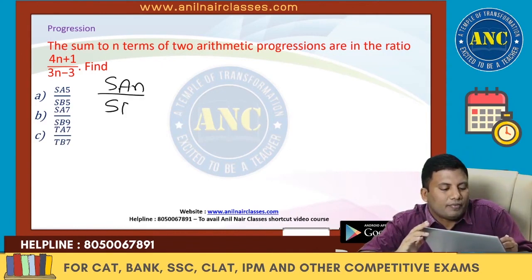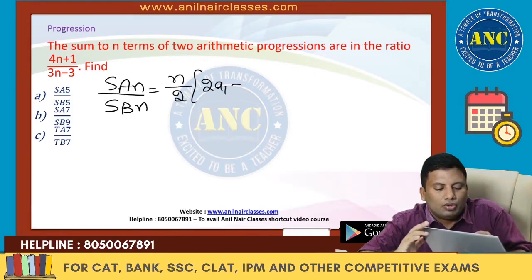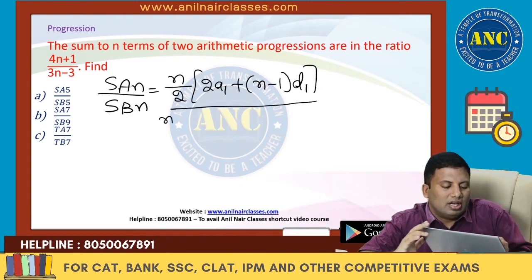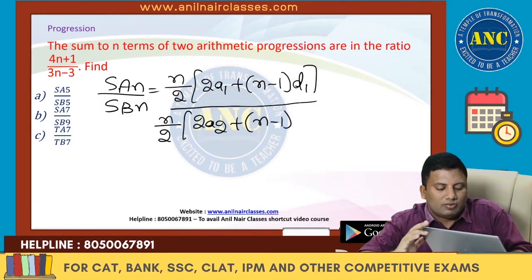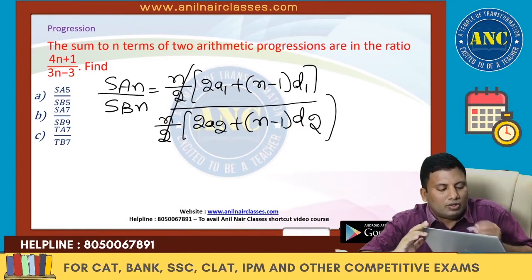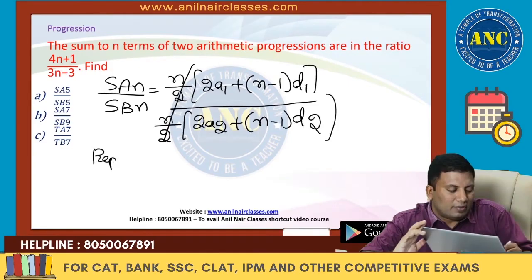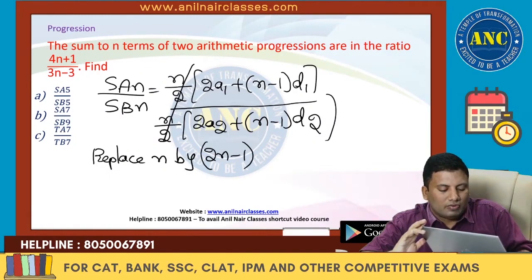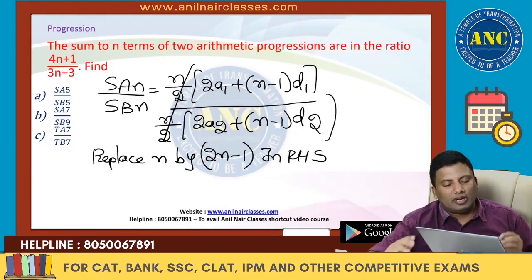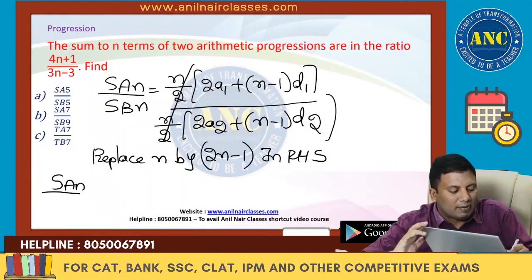SAn by SBn. Sn is given by n by 2 into 2a1 plus n minus 1 into d1, over n by 2 into 2a2 plus n minus 1 into d2. N by 2 cancels. Replace n by 2n minus 1 on the right hand side. Let us see what is happening.